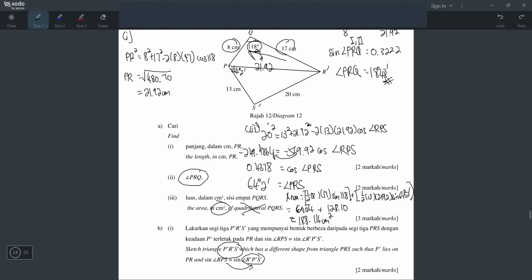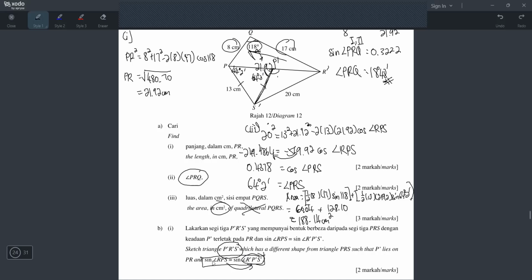But where will it move? It will move to the right here. It will move here until where? Until it reaches here, right? It means this is your P prime. And this line should be sama panjang. Okay, let me tell you why. Because if sama panjang, then only this angle can be 64 degree 2 minute. And then only your angle R prime, P prime, S prime can be 180 minus this. So this is what they mean by sine RPS equals sine R prime, P prime, S prime.